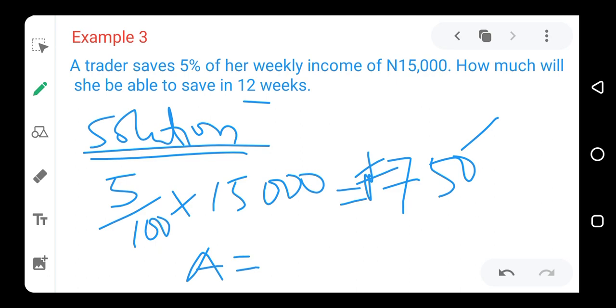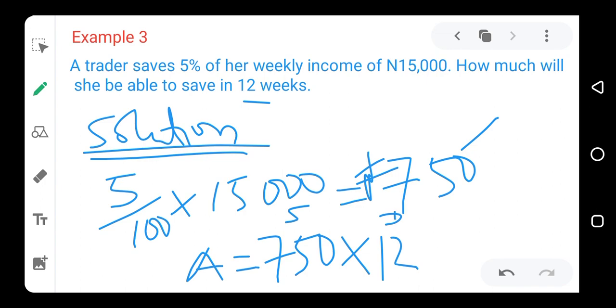So the amount now is equal to 750 multiplied by 12. This is the saving and this is the duration, S times D. So 750 multiplied by 12 will give us 9,000 naira. So in 12 weeks, the woman would have saved 9,000 naira if she's saving 750 naira every week. So this is the answer, 9,000 naira.